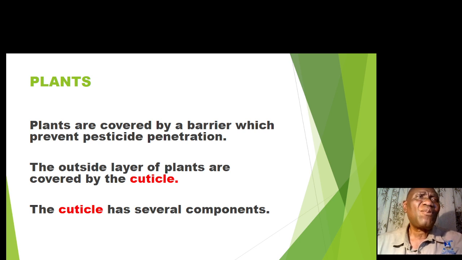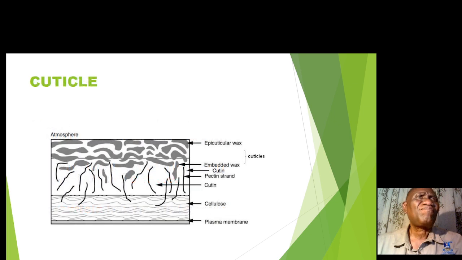The cuticle has several components. Let us have a look at the components. You can have on the outer surface, forming a boundary with the atmosphere, the epicuticular wax. We also have the embedded wax, the cutin, the pectin strand shown by those arrows.